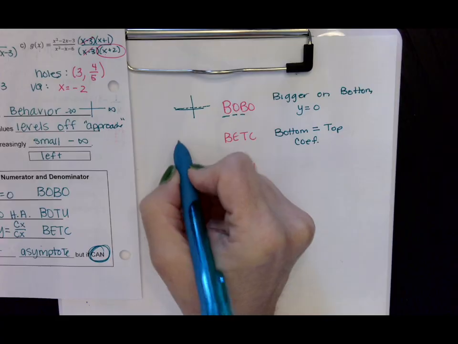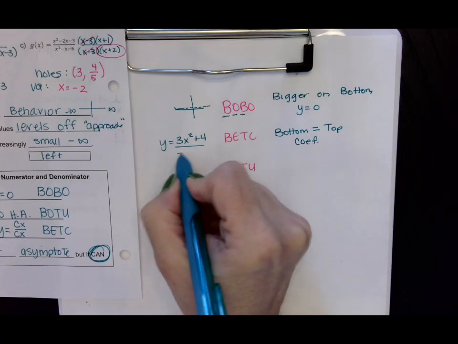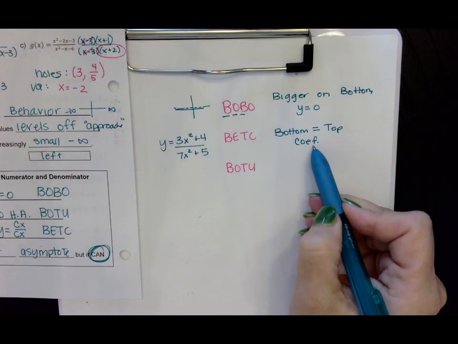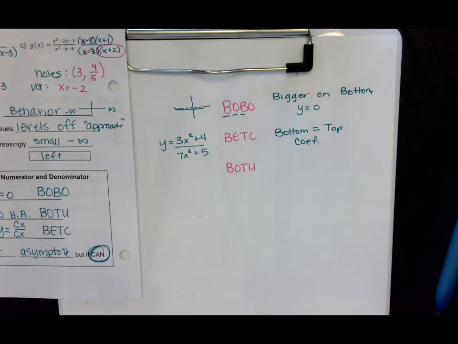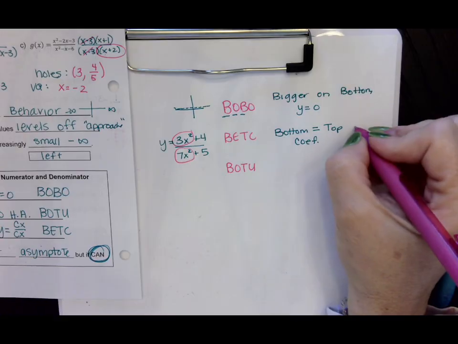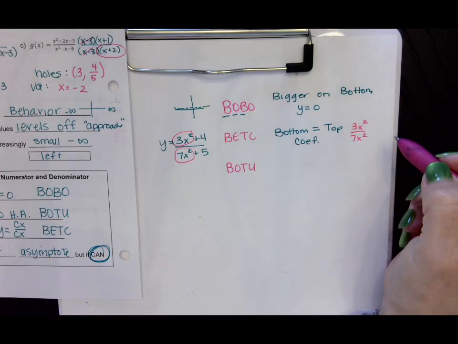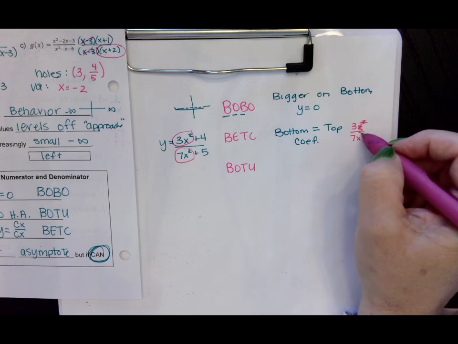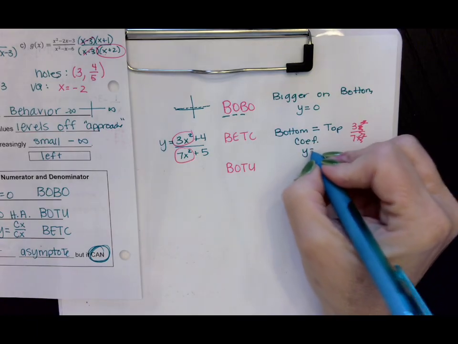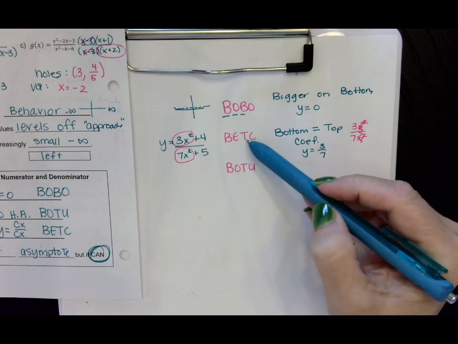So if I had something that looked like this, y equals 3x squared plus 4 over 7x squared plus 5, I'm looking at the coefficients of my term. So I want the coefficient of this and the coefficient of this. So if I write this out, I would have 3x squared over 7x squared. My x squareds are going to go away. So here, my horizontal asymptote happens at y equals 3 over 7. So bottom equals top, coefficient.